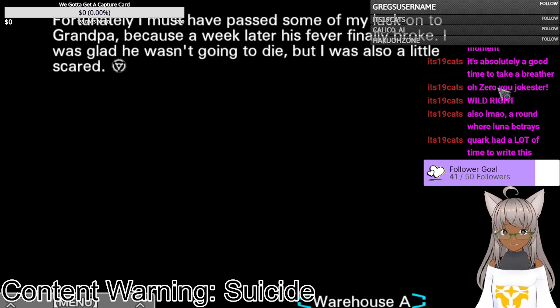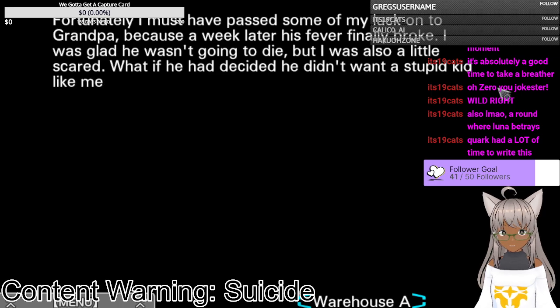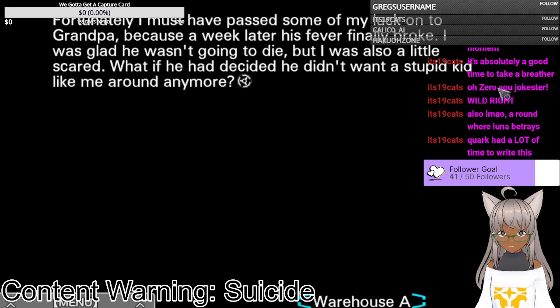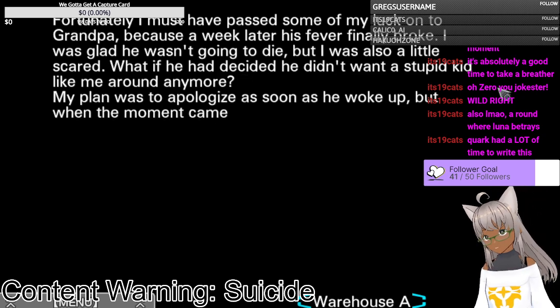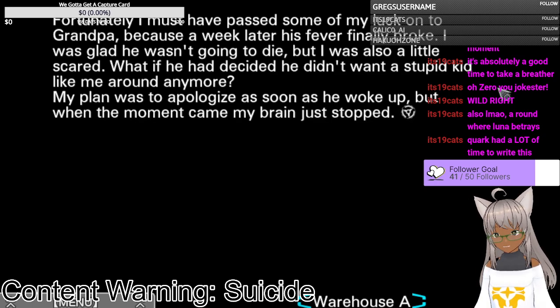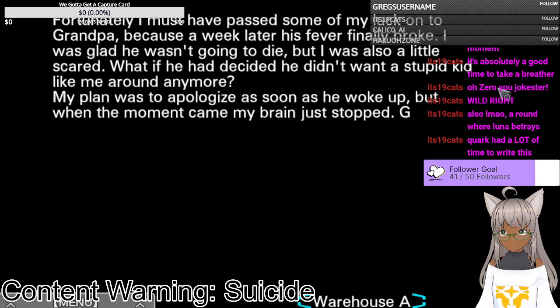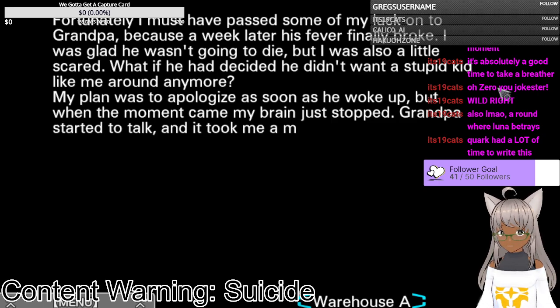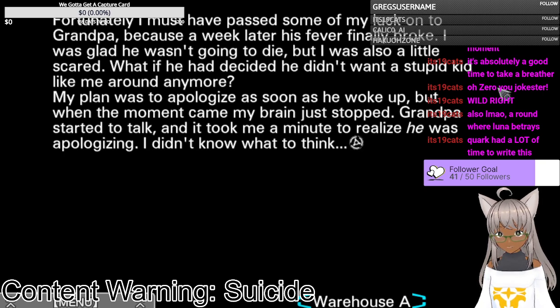I was glad he wasn't going to die, but I was also a little scared. What if he had decided he didn't want a stupid kid like me around anymore? He fit all this on 2 pages, by the way. My plan was to apologize as soon as he woke up, but when the moment came, my brain just stopped. Grandpa started to talk, and it took me a minute to realize he was apologizing. I didn't know what to think.